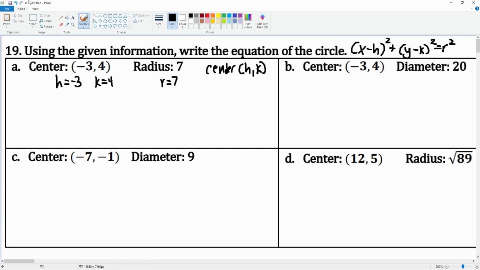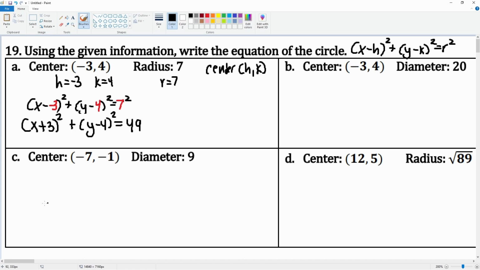So we write this equation. So let me just grab this equation, right? See, I paste it in here, right? And I'm now going to make that substitution. So the h is going to be -3, then the k is going to be 4, all right? And then the r is going to be 7. So we simplify. x minus the -3, that's just (x + 3)^2 + (y - 4)^2 = 49. There you go.